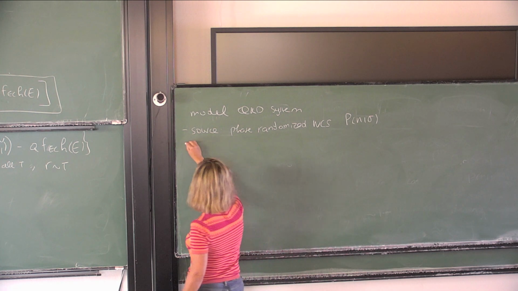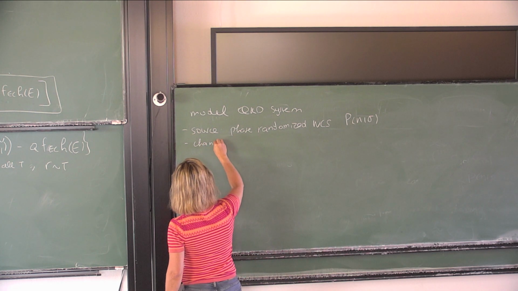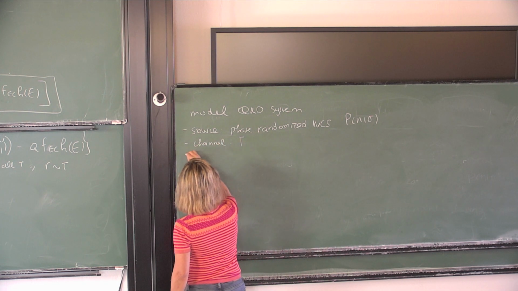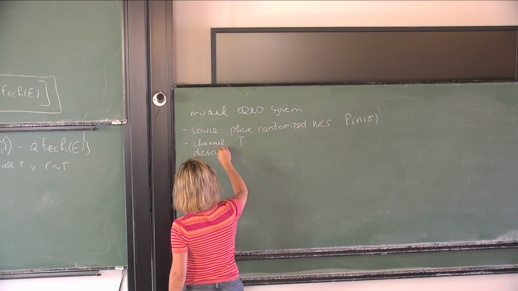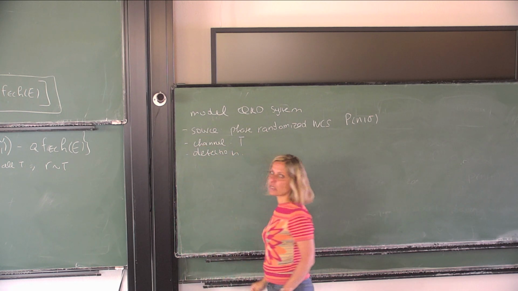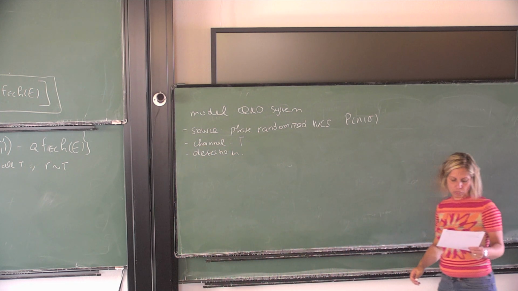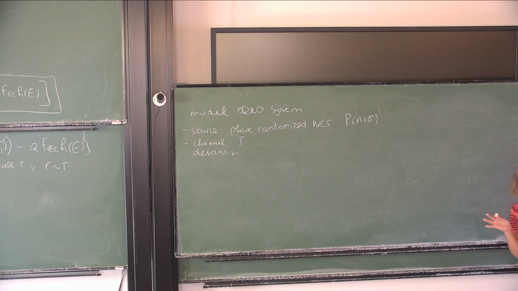We have a channel that has its transmittivity eta, and we have the detection system, which includes a measurement setup that is used to decide where the photons will go. This includes the single photon detectors themselves. And this is quite a simple model. If you think about it, it's not very complicated.